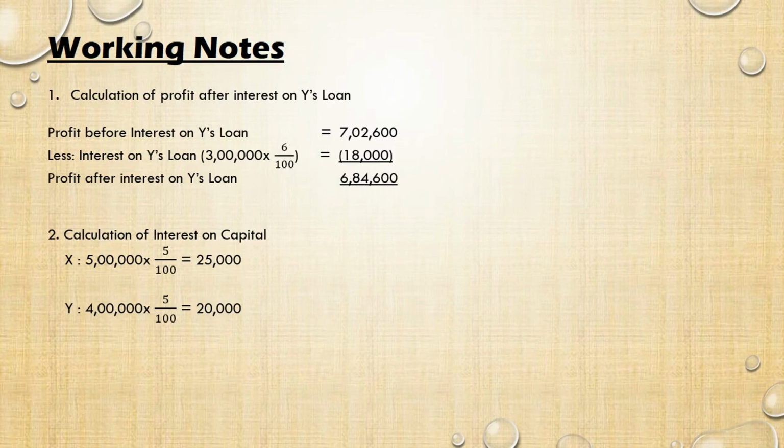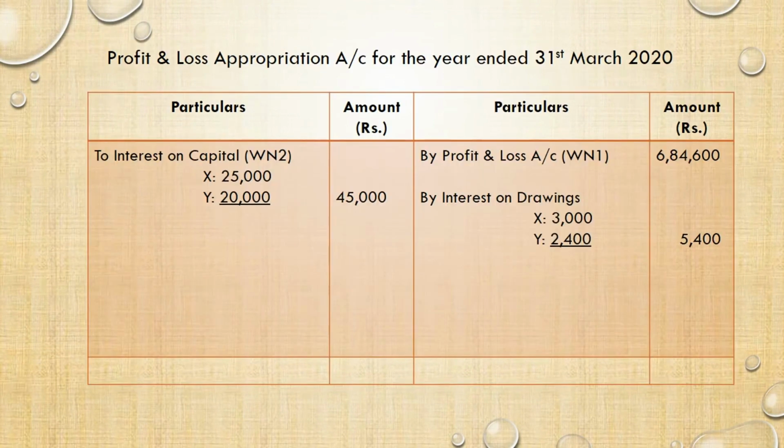Let us first go to the profit and loss appropriation account. So this is the profit and loss appropriation account. See the heading, how the heading should be: Profit and loss appropriation account for the year ended 31st March 2020. This is how you need to put the heading. So the first item now in this account will be by profit and loss account, that is the net profit after interest on Y's loan, which you have calculated in the working notes.